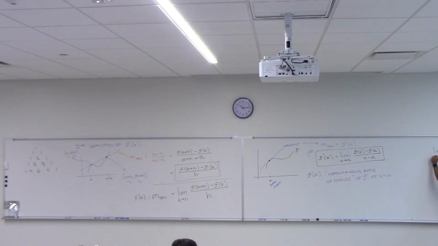Limit x goes to a, f of x minus f of a all over x minus a. That's the first definition. Then limit h goes to 0, f of a plus h minus f of a all over h. These are your first and second definitions. These are both the derivative at a, right? It's either one, first definition, or you can do the second definition.